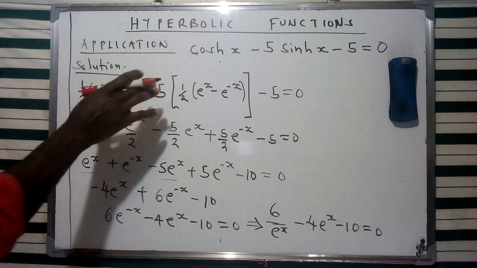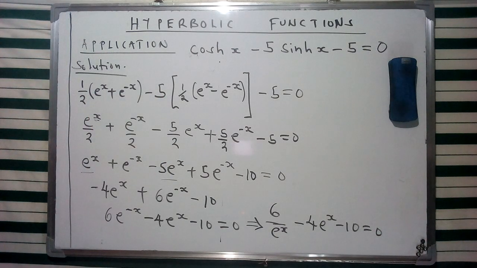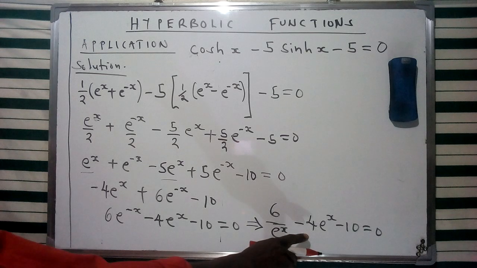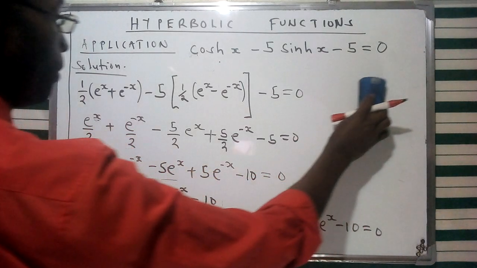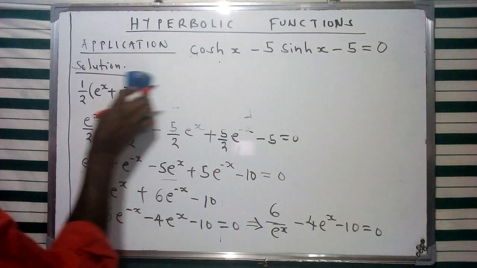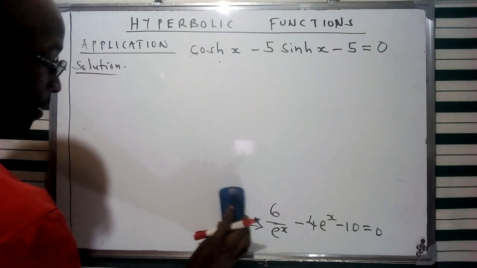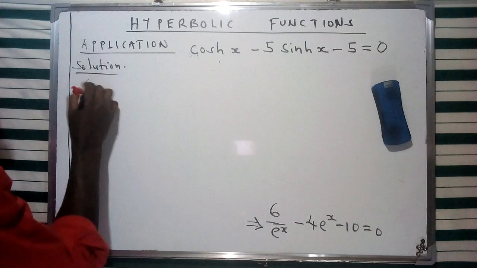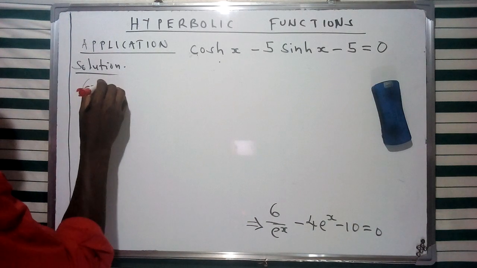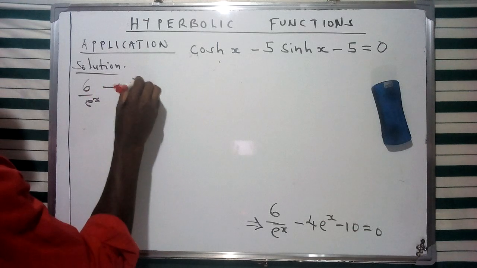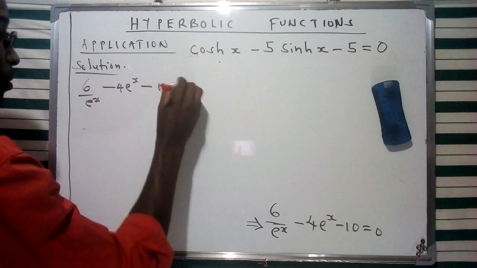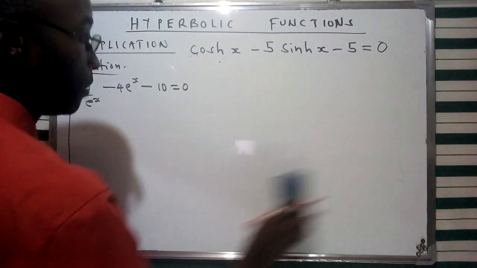In this particular case, I hope that we are following this procedure. Now, because I'm having limited space, I'm going to pick it up from this specific end and proceed. I hope that we have followed the procedure from this point, and then I'm going to have it represented as this: 6 over e^x minus 4e^x minus 10 is equivalent to 0. So I'm going to do away with this.